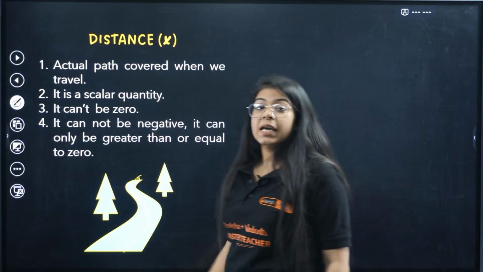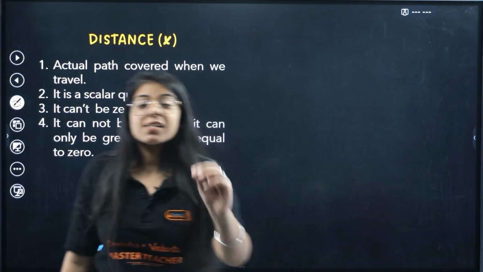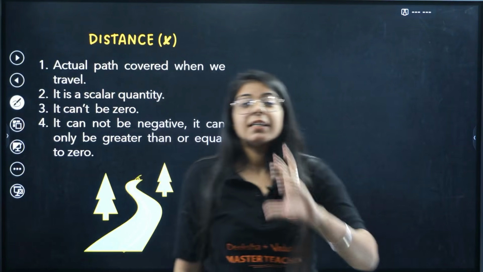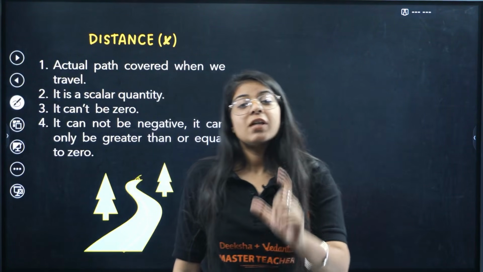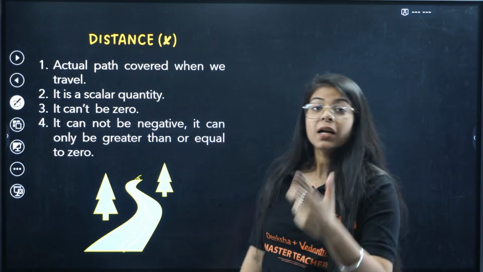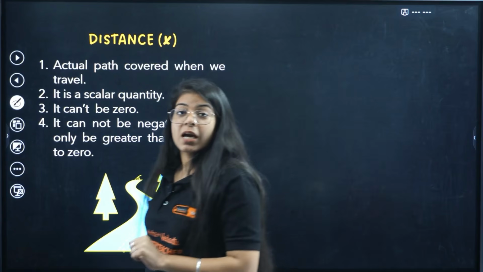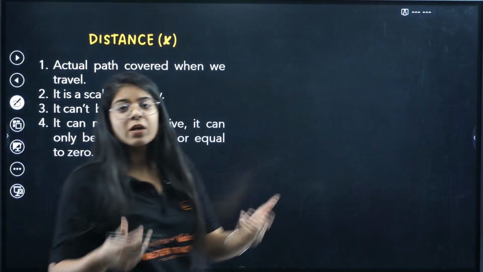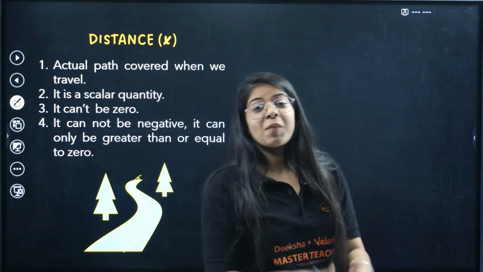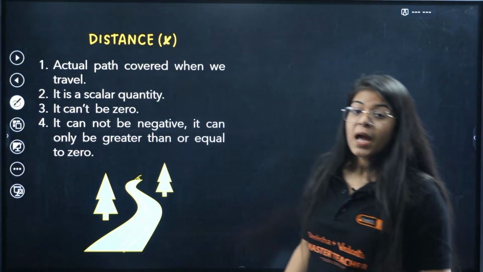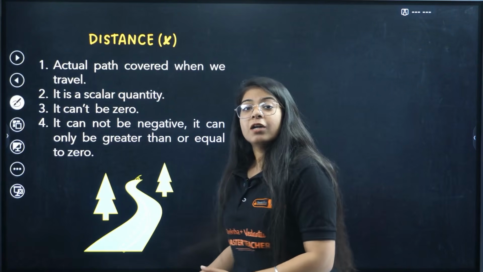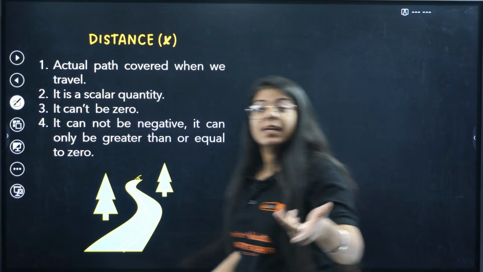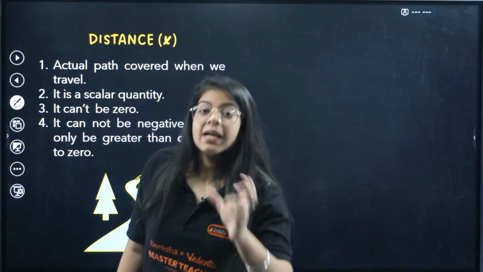And this is a scalar quantity because this doesn't have a direction. When you say my house is 5 kilometers away, that does not include direction. So that is your distance. And it can't be 0, as we say, I traveled 0 distance. That doesn't make any sense, right? So you can say I was at rest. You don't have to mention distance. So it can't be 0. It cannot be negative as well. I went minus 5 kilometers to my house. No, there is nothing like that because this is a scalar quantity.